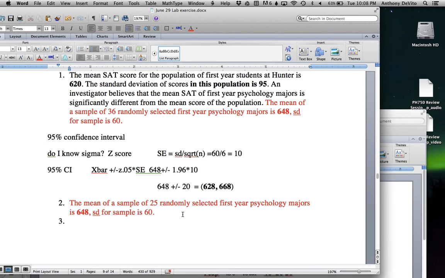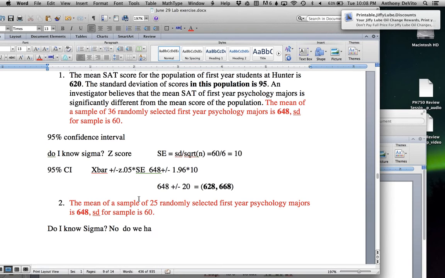It's going to have two effects on us right now. So first of all, do I know sigma? I don't, do I? That's still a no. Do we have a large sample size?